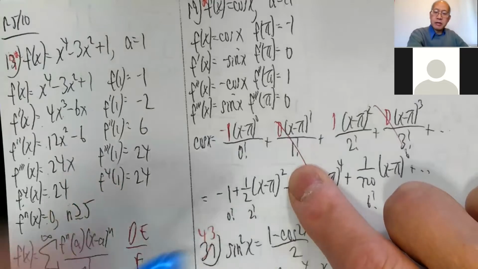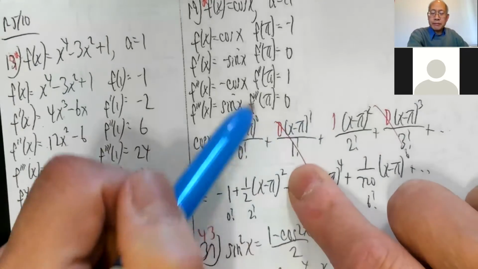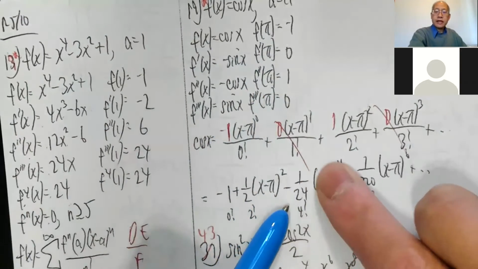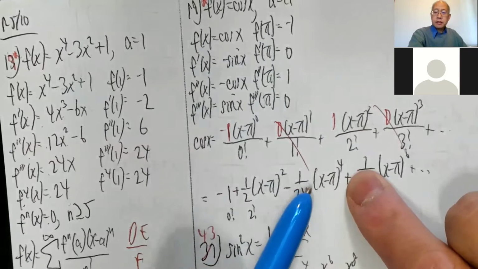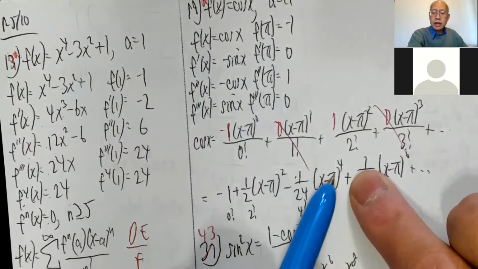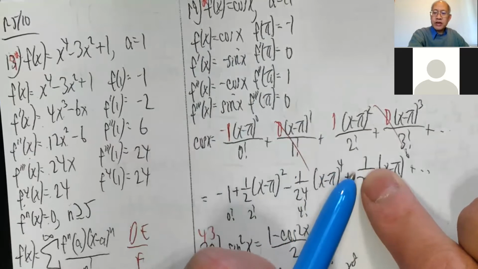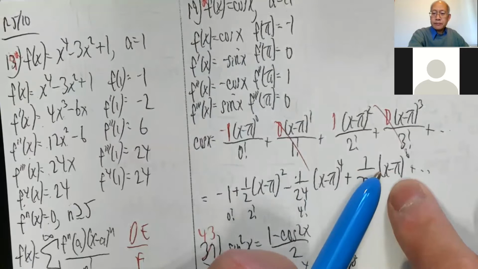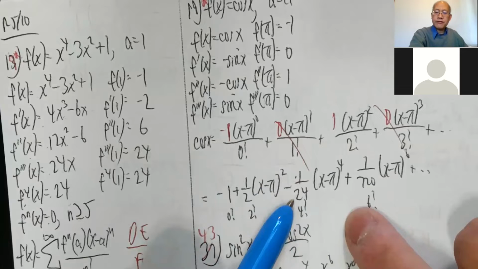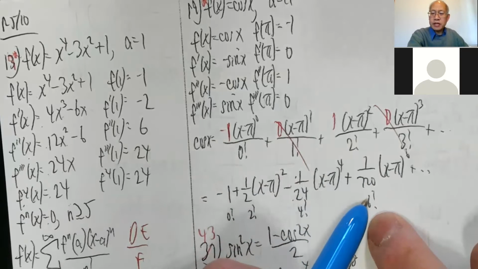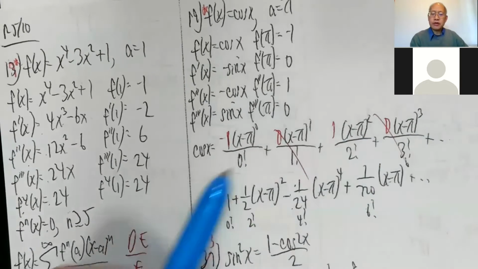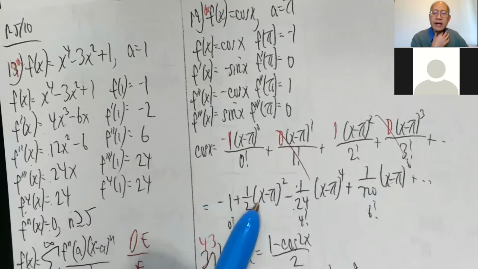Okay, but that violates the rule of having 4 terms. But you can go by the pattern, right? It'll just keep going -1, 0, 1, 0. Okay, so the next one, the third degree x minus pi, will be gone. This one will be x minus pi to the 4th. The 5th would be gone, and the 6th would be there. Okay. And I just make it alternate. That seems to be the pattern. So 1 over 4 factorial, 24, plus 1 over 720, 6 factorial, x minus pi to the 6th. So here is the Taylor series for the cosine function centered at pi.